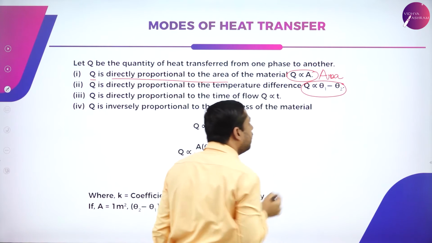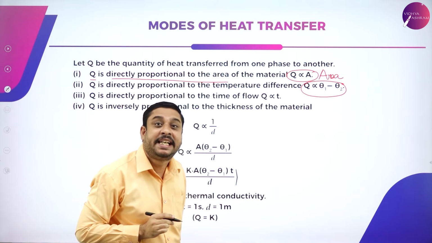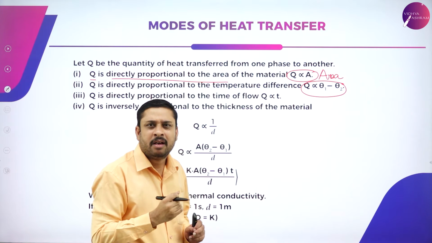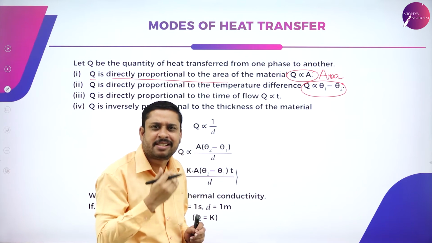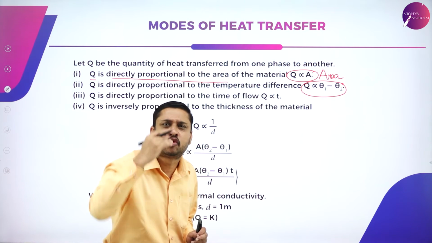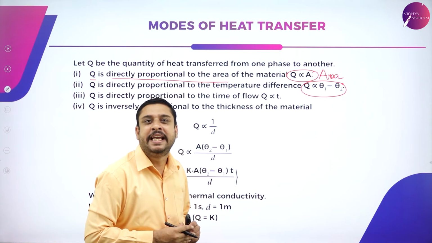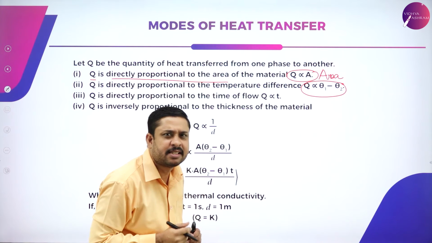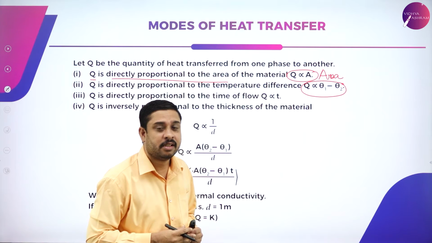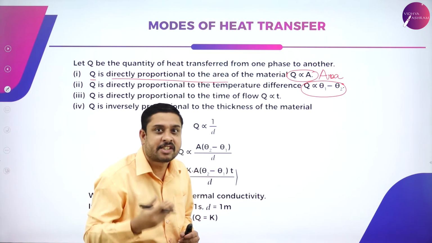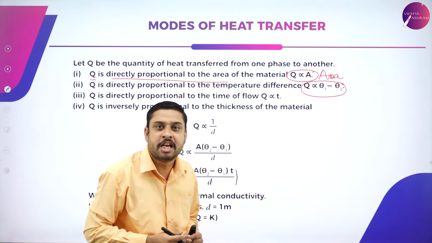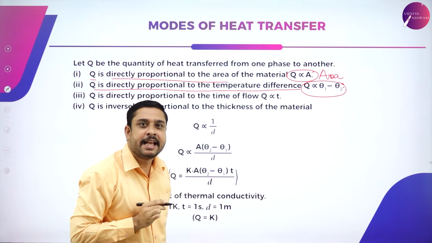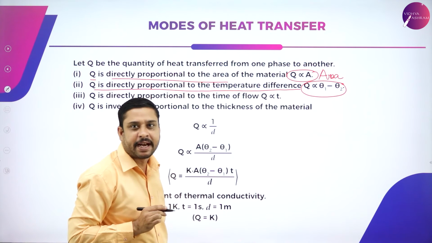Second one, dependence on temperature difference. If I want a small temperature difference between two faces, say by 1 degree Celsius, 2 degrees Celsius, 3 degrees Celsius, if the temperature difference is small, quantity of heat transferred should also be small. But as in your furnaces, large temperature difference, 50 degrees Celsius, 100 degrees Celsius, 500 degrees Celsius, large heat has to be transferred. So Q is again directly proportional to temperature difference.